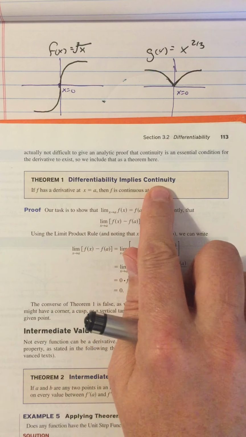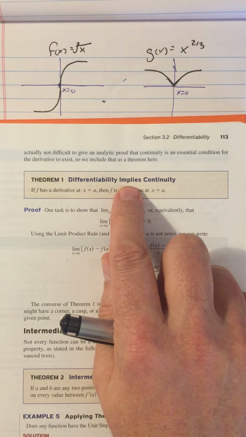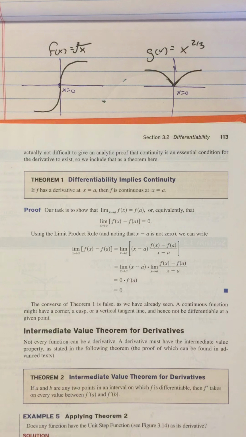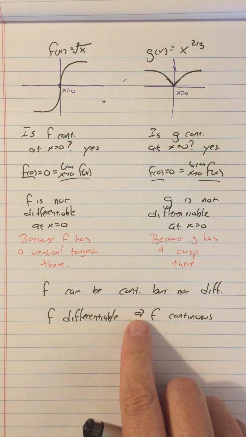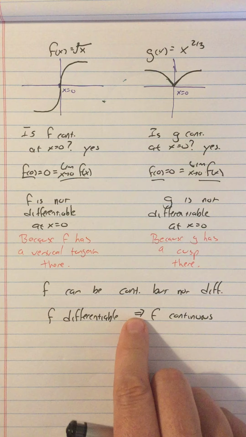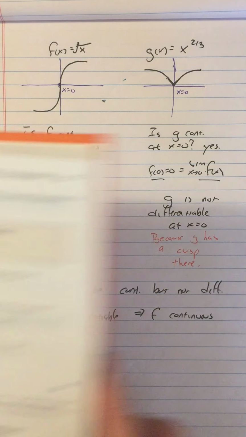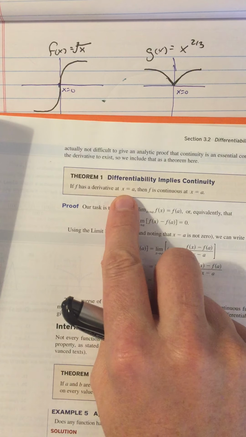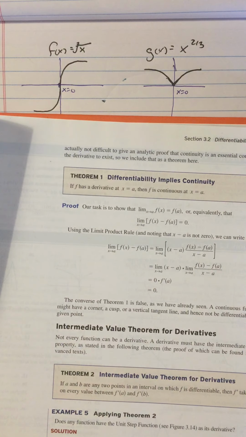Differentiability implies continuity. So remember I said in mathematics, implies means an if-then statement, not a vague statement, but a rigorous if-then statement. It is in fact this symbol. This symbol is read, implies. f differentiable implies f continuous. If f has a derivative at x equals a, then f is continuous at x equals a.